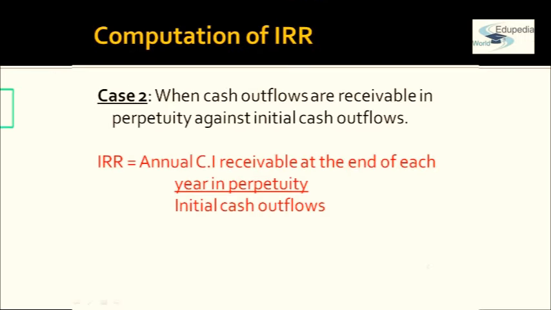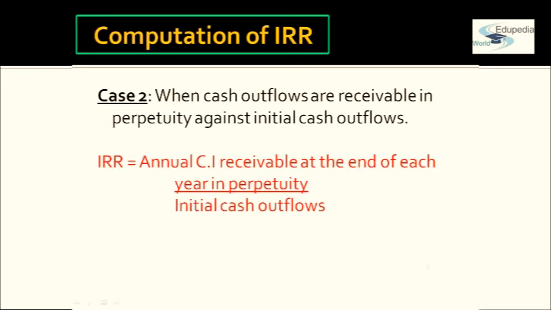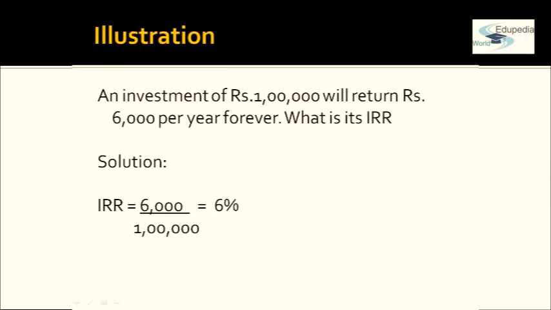The next scenario is when the cash outflow is in one go, but the receivables are in perpetuity. Perpetuity means that forever you will receive an amount. You have to invest 1 lakh today and forever you will receive 20,000 every year. In such a scenario, IRR will be the annual cash inflow receivable at the end of each year in perpetuity divided by the initial cash outflow. Let's take an example: an investment of ₹1 lakh will return ₹6,000 per year forever.